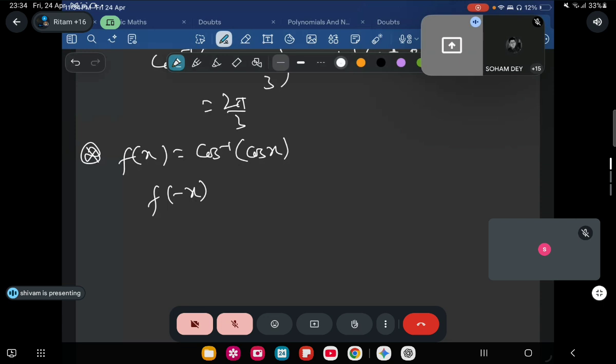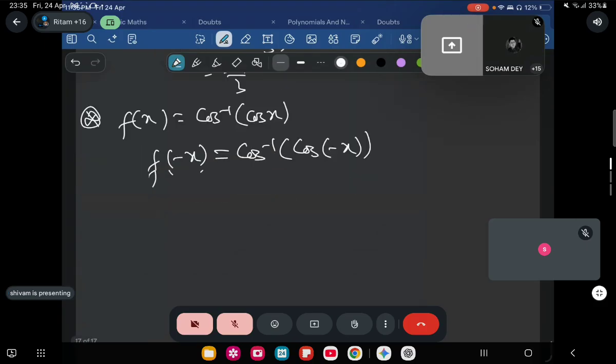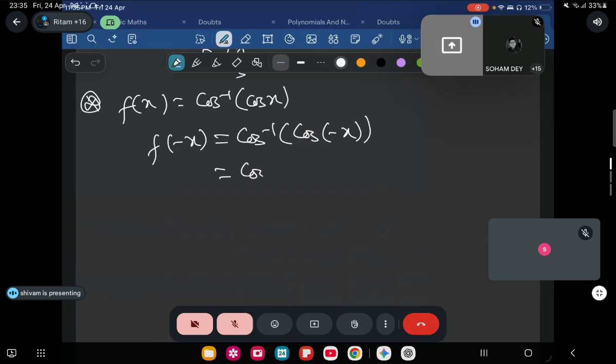You're going to get cos inverse cos of minus x, which is equal to cos inverse cos of x. So can I say that the function is even? This implies f of x is even.